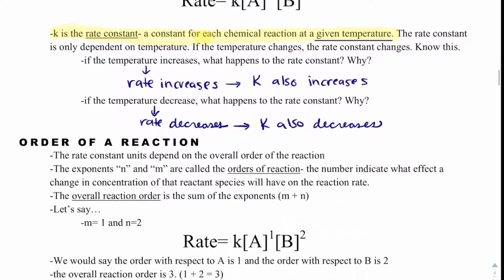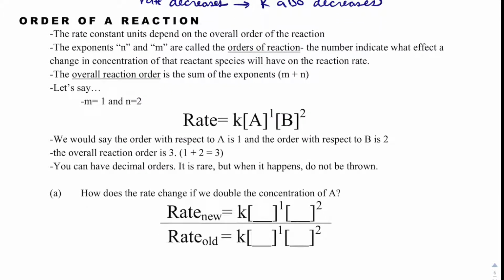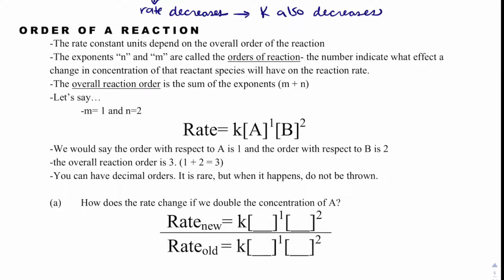Okay, so the order of a reaction has to be determined experimentally. We need experimental data. And if I wanted to know the overall order of a reaction, what I would do is just add up my orders. So I've got an order of 1 with respect to A, and B has an order of 2. And so if I wanted to know my overall order, I just add them together, and my overall order would be 3.